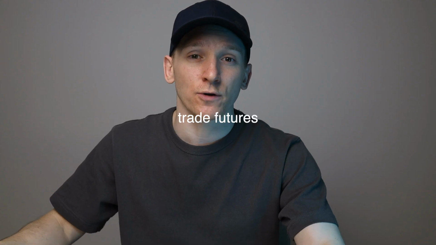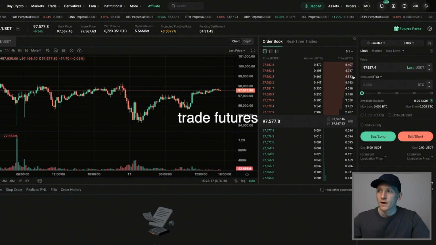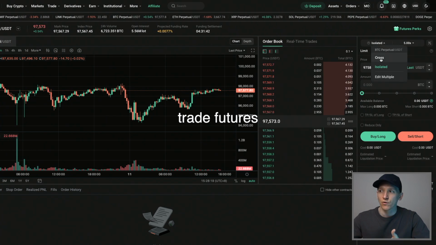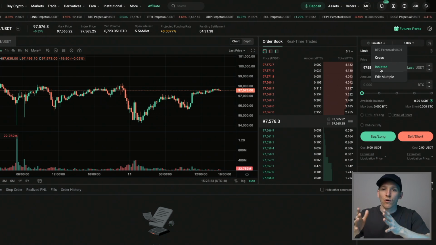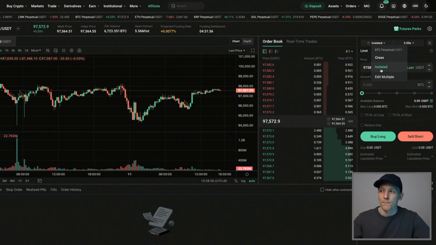Much like margin trading, you can choose exactly how to use your margin. So as you can see here, isolated versus cross. So again, isolated, each individual position is isolated with its collateral. Cross, it uses all the collateral in the account to margin all positions.